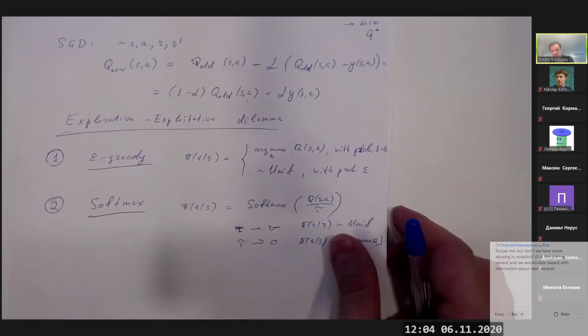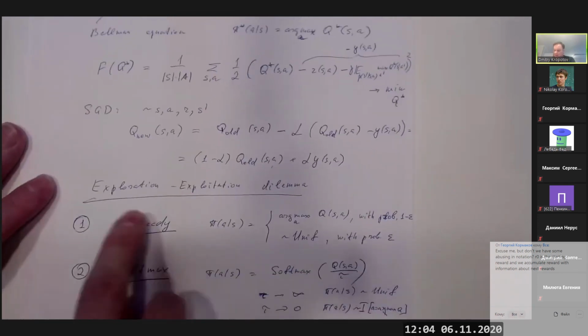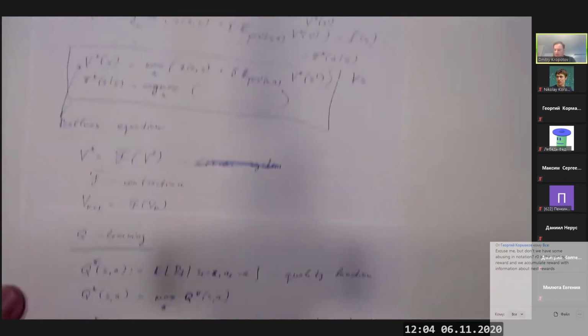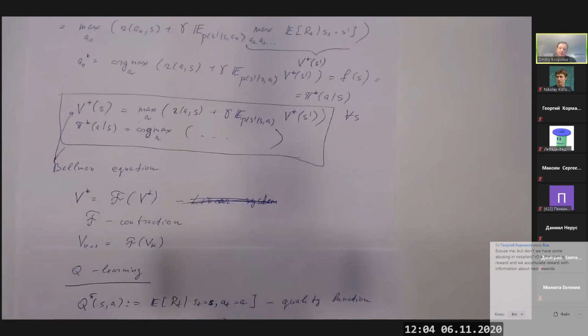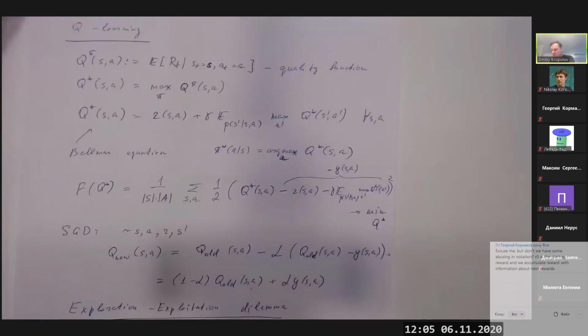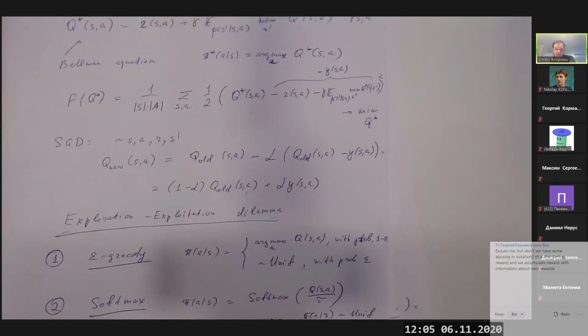And please note again that this exploration-exploitation dilemma is something that you do not have in the case of the value iteration algorithm, because in value iteration you always do exploration, since you are trying all possible states and all possible actions. That is why you don't need any kind of exploration-exploitation for value iteration.